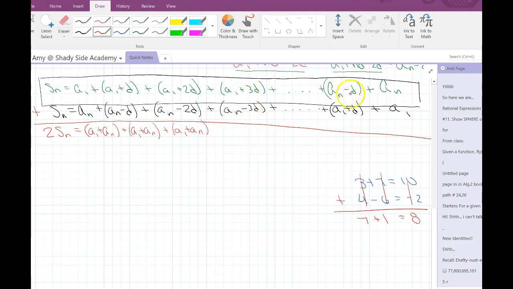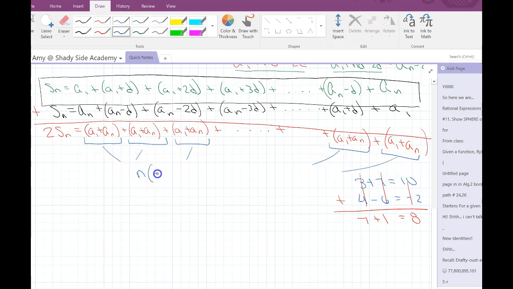Same thing here. What do I get here? So let's do plus dot dot dot plus plus. Here I get a sub 1 plus a sub n. Finally, I get plus a sub 1 plus a sub n. Let me ask you this. How many a sub 1 plus a sub n's are there? If I have 1 banana plus 1 banana plus 1 banana, how many bananas are there? There are n bananas. There are n a sub 1 plus a sub n's. This equals 2 s sub n.